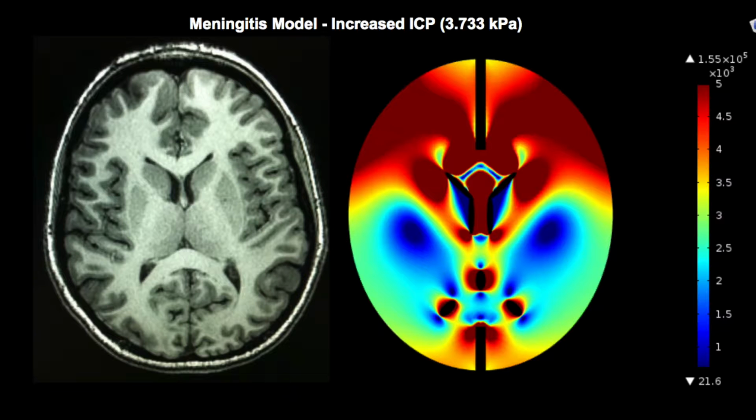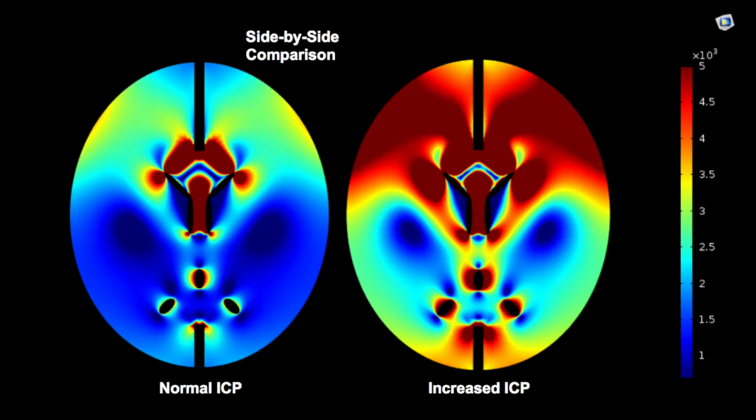Here we have the same MRI slice, but alongside a model simulated with an increased intracranial pressure expected of someone with meningitis. In this model, the stresses have grown by an order of magnitude, and high stress points are concentrated at regions having a small radius of curvature. We also note that the frontal lobes seem to be disproportionately affected by this increase in pressure than other regions of the brain. To compare the healthy and meningitis cases side by side, we can see how much of an effect the increased intracranial pressure has on the brain.